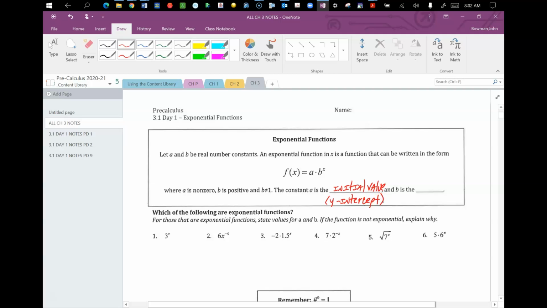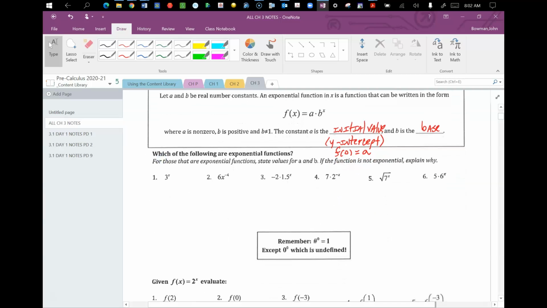So in other words, if you plug in 0 for x, you're going to get a times b to the 0, and with the restrictions on b, b to the 0 is going to be 1. So f of 0 is equal to a, or the initial value. b is called the base of the exponential function, and from the base you can determine the rate of growth or decay, which we will talk about more later.